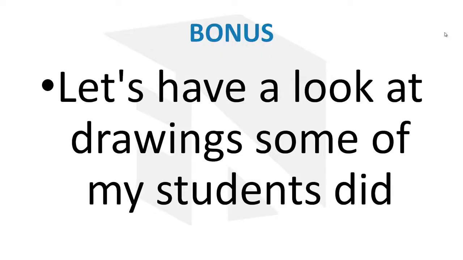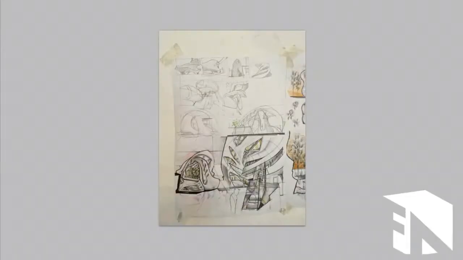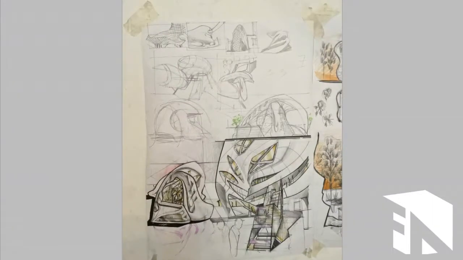Okay, part 2, bonus number 2 of this presentation. Let's have a look at drawings that my students did, and I'll basically go through this and narrate the good parts and the things that could be improved in each of these sketches. Okay, let's look at some organic architecture ideas. You could call it, like Greg Lynn says, blobitecture.